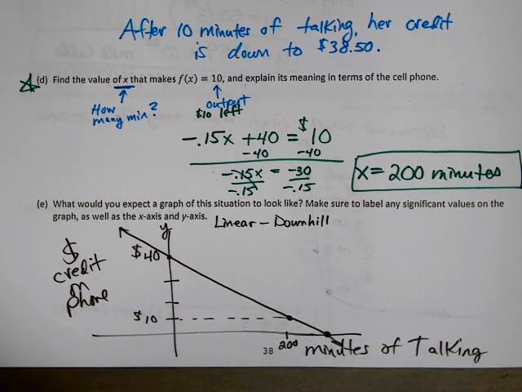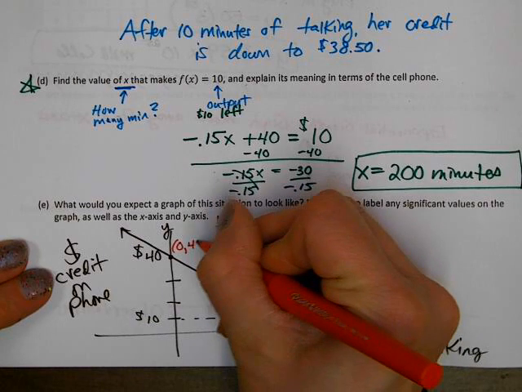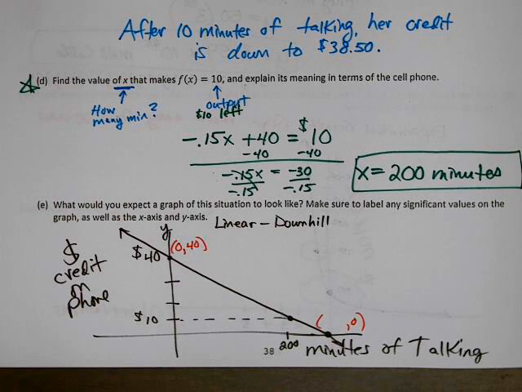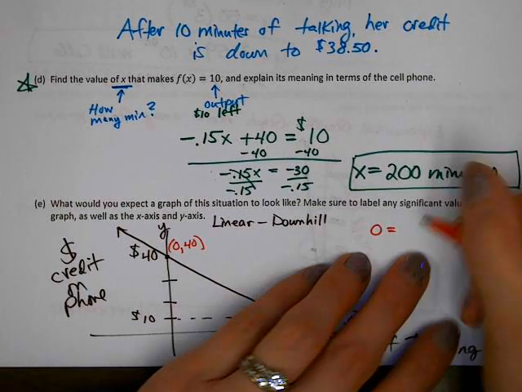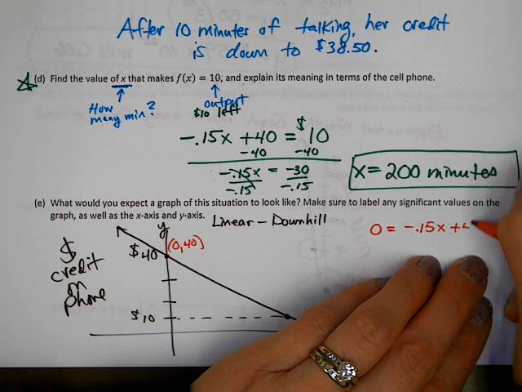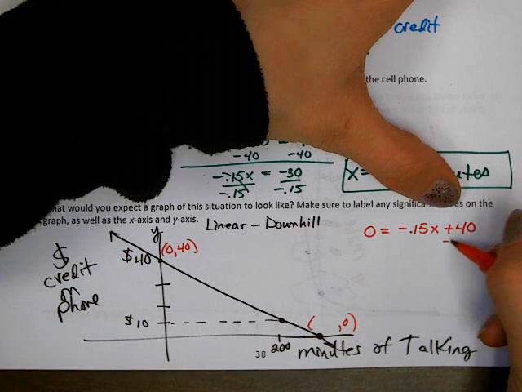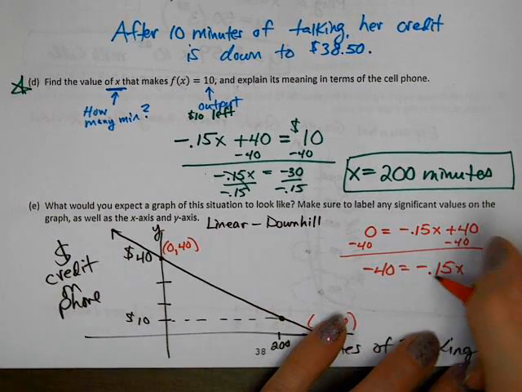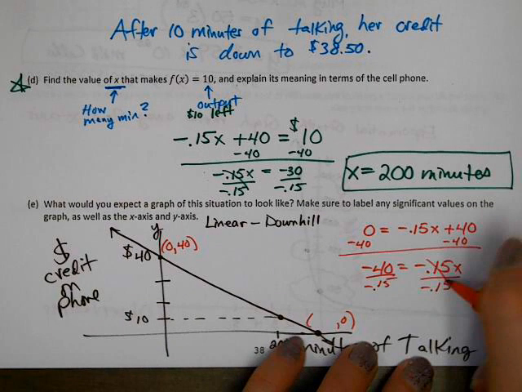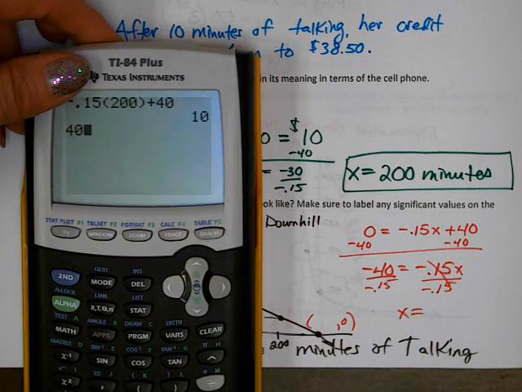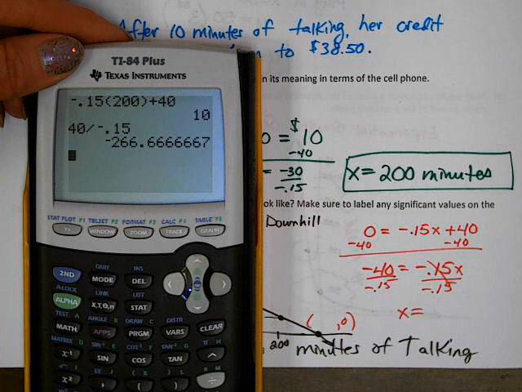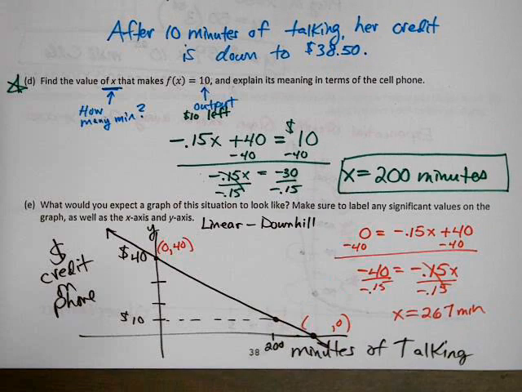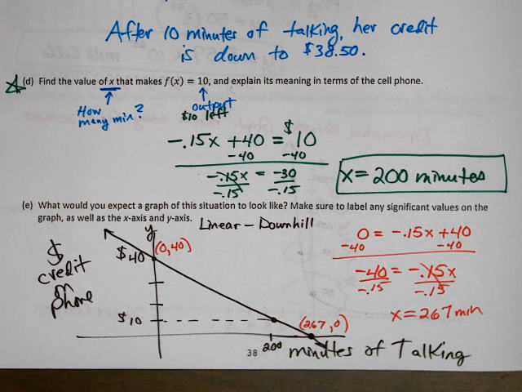A y-intercept, you figure out by putting 0 in for x, and then you get 40. But for the x-intercept, I gotta put 0 into the y spot. Let's put 0 in for y. 0 equals, and let's figure out what the x-intercept is going to be. I'm going to subtract 40 from both sides. Negative 40 is negative 15 cents x, divide by negative 15 cents, and what's the x-intercept? 40 divided by negative 15. Oh, 266.67 minutes. Okay, so she can talk for about 267 minutes, and then she's going to be out of money.